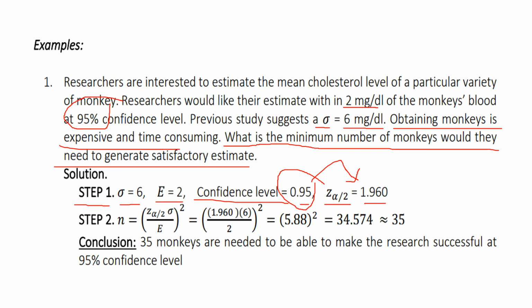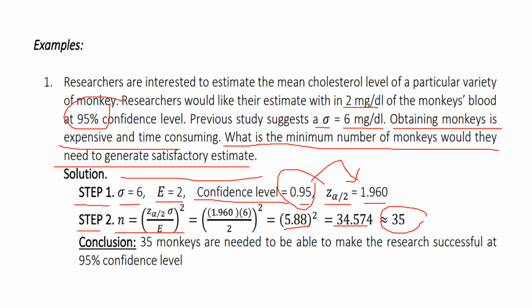For step number 2, we simply substitute the given values into the formula for n. So that will be 1.96 multiplied by 6 over 2, squared, which is 5.88 squared, or simply 34.574. In this case, if the first decimal is 0.5 or above, we round up, so it is approximately equal to 35.